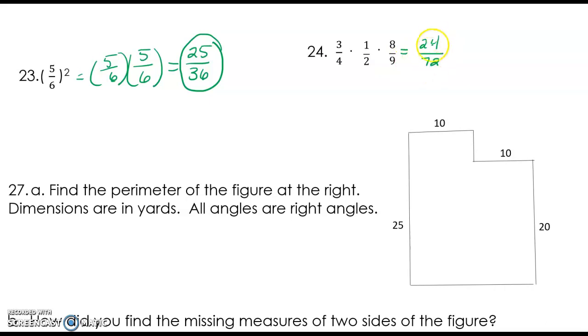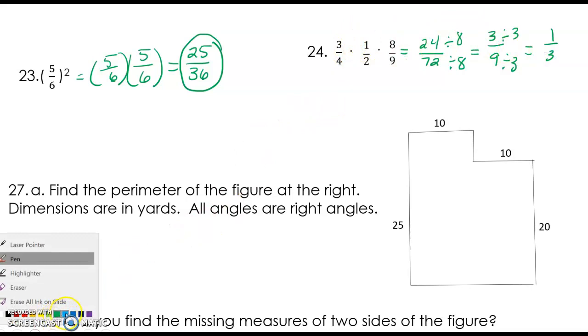And then if I'm going to reduce this, let's see, I think 8 will go into both of them. So this is going to be 3, and this is going to be 24 divided by 8 is 3, and 72 divided by 8 is 9. Is that right? Yeah. And then I'm going to have to divide by 3. Because that's not as far as it goes. 1/3. So let's see if I can get that by reducing ahead of time.